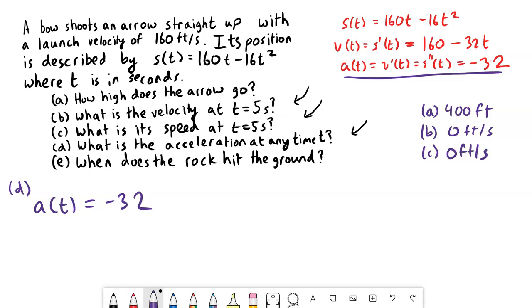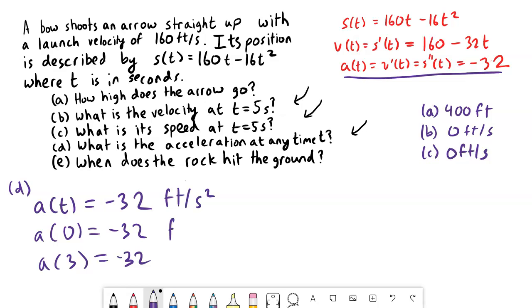If you plug in a of 0, it's going to be negative 32. If you plug in a of 3, it's going to be negative 32. But the units have to be feet per second squared, right? Feet per second squared. And think of this as every second the velocity is changing by negative 32 feet per second. Every second. So that's why it's feet per second per second.